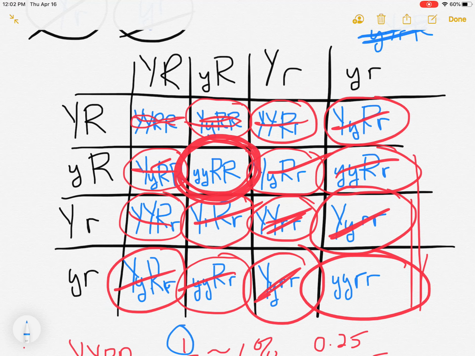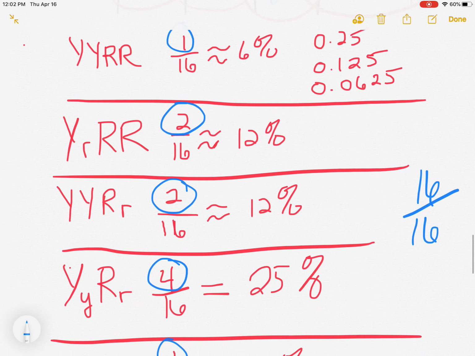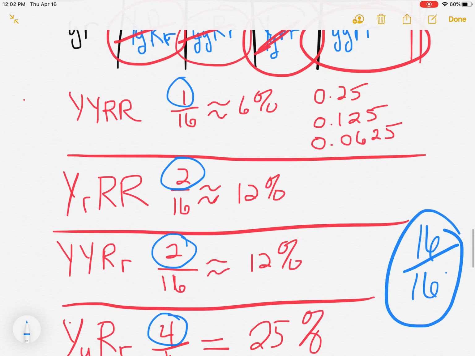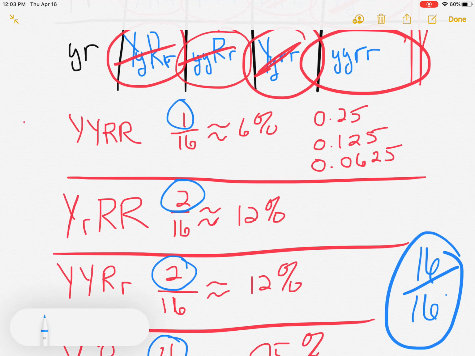Now, some Punnett squares will have 16 boxes. Some Punnett squares will have fewer boxes. You might have 12 boxes or 9 boxes or even 2 boxes. As long as the fraction comes out same on top and same on the bottom, you're going to be okay.